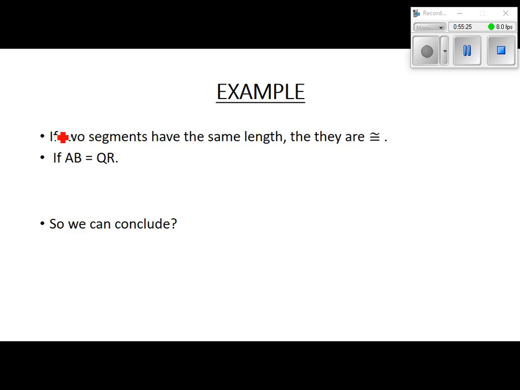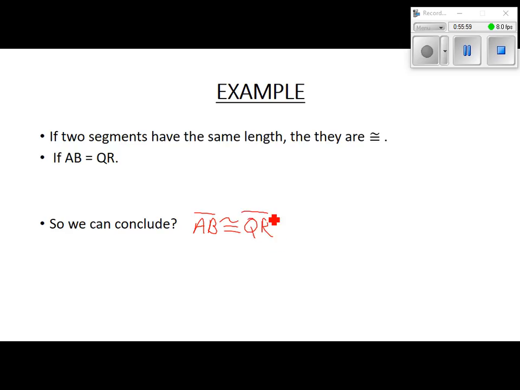Here's a better example. If two segments have the same length, they are congruent. Is that true? You got two segments that have the same length. Are they congruent? Yeah. Then we look at this. These two segments are equal to each other. What's that tell us about them? They have the same length. So that part all by itself is true. What can we conclude from that? Then they have to be congruent to each other. Then segment AB has to be congruent to segment QR.